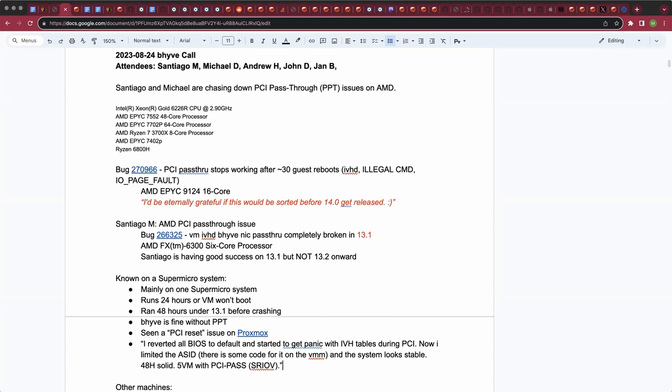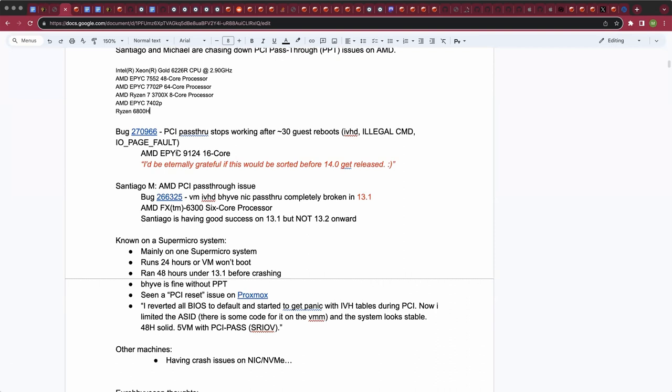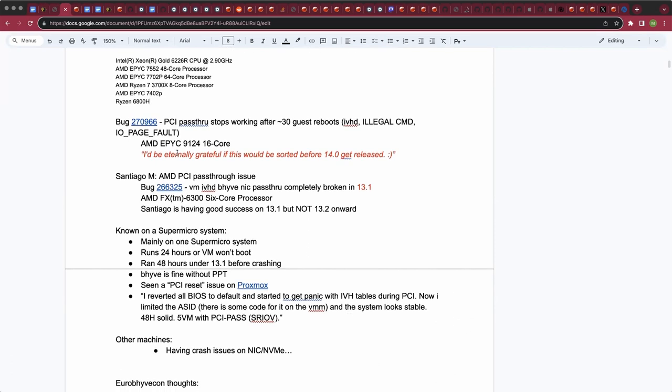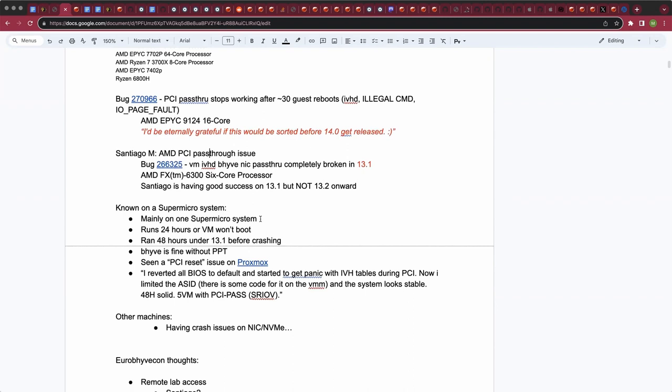We are looking at PCI pass-through issues on AMD. Santiago is experiencing those, and I'm doing my best to reproduce them. If anything, we may have an issue tied to a Supermicro motherboard that is also visible on Proxmox. Where did we leave off, gentlemen?